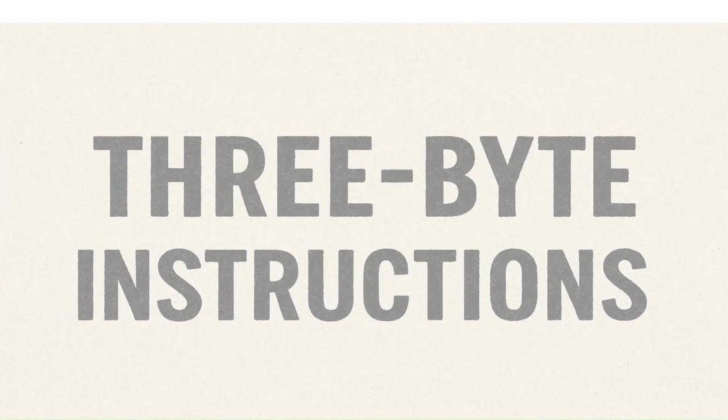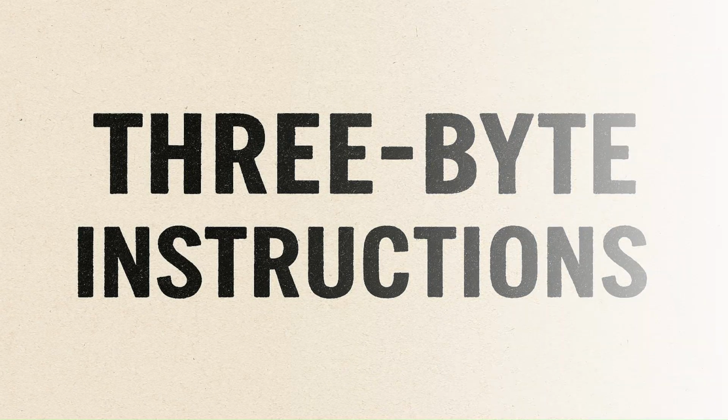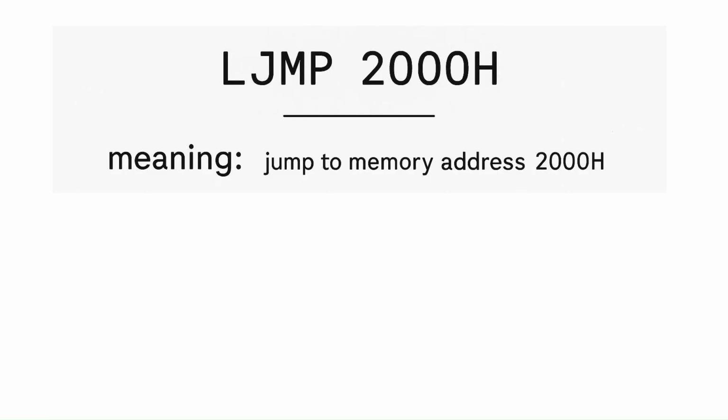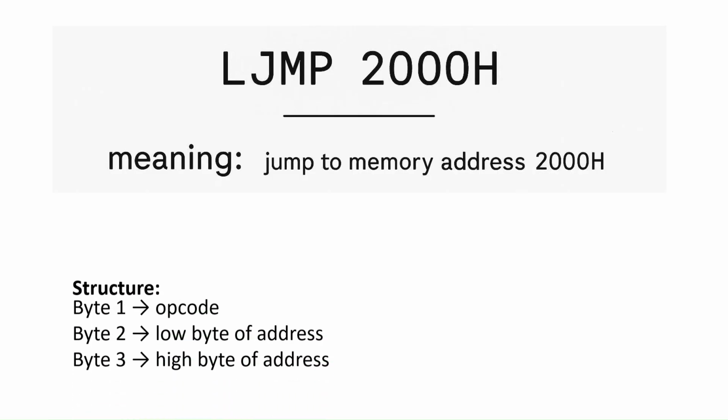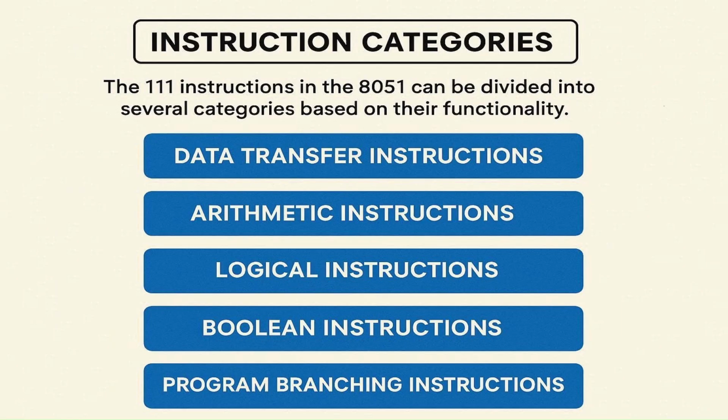3 byte instructions. 3 byte instructions occupy 3 bytes of memory. These instructions usually contain 16-bit addresses used for jumps or subroutine calls. Example, LJMP 2000H, meaning jump to memory address 2000H. Byte 1 is the opcode. Byte 2 is the low byte of the address. Byte 3 is the high byte of the address.